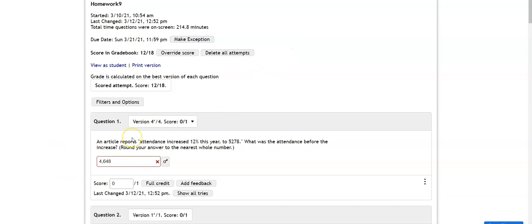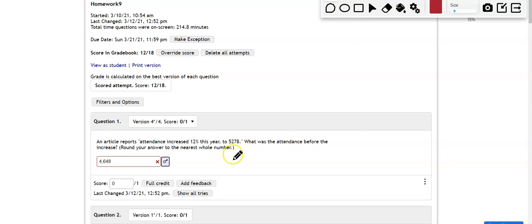So let's look at number 1 here. An article reports attendance increased 12% this year to 5,278. What was the attendance before the increase? Okay, now I introduced in this section kind of a shortcut to an increase.